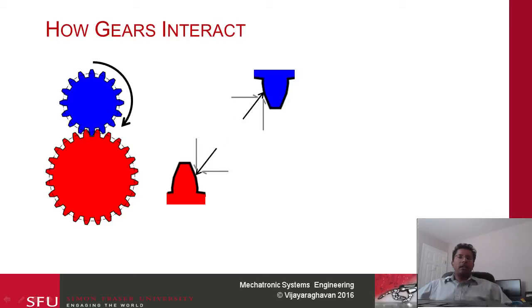Because this gear is rotating in this direction, think of this gear as stopped in place. This gear wants to force it to rotate in this direction, right? That means this gear, number 2 painted in red, is going to be opposing the motion, so it's going to be pushing against the direction of rotation.